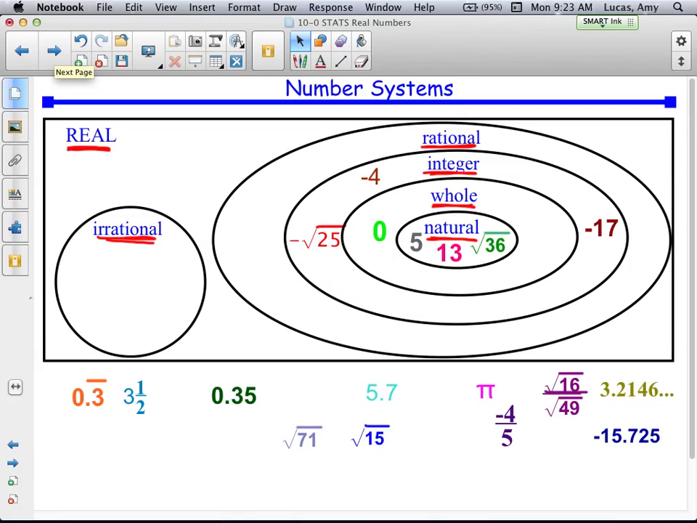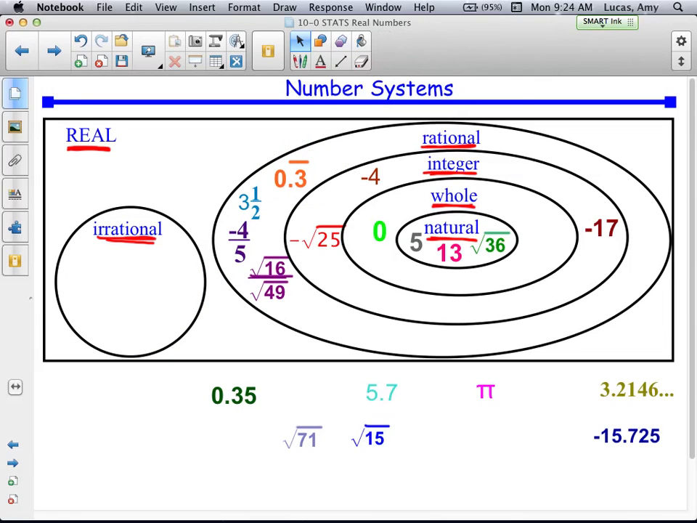So now let's move to the rational, the fractions. Well, 3½ or 7/2 is a fraction. -4/5 is a fraction. If I simplify this one, I get 4/7. So that's a fraction with integers in the numerator and denominator. Now let's talk about decimal numbers that you can write as a fraction. 0.3 repeating is 1/3. 5.7 is 5 7/10. 0.35 is 35 hundredths, so 35 over 100.